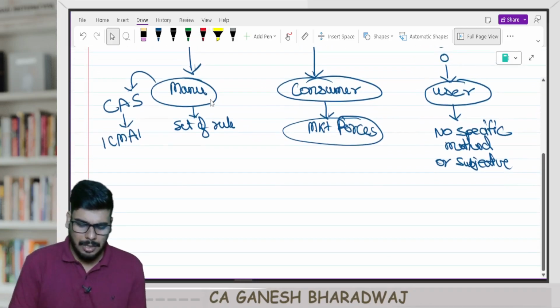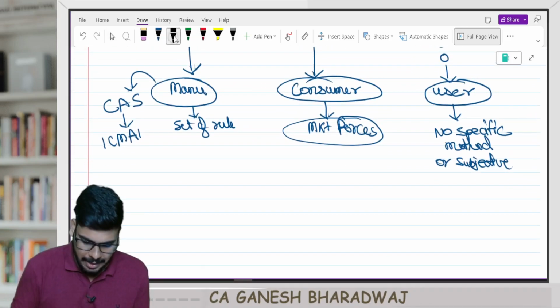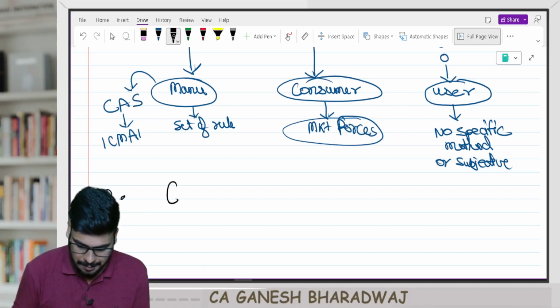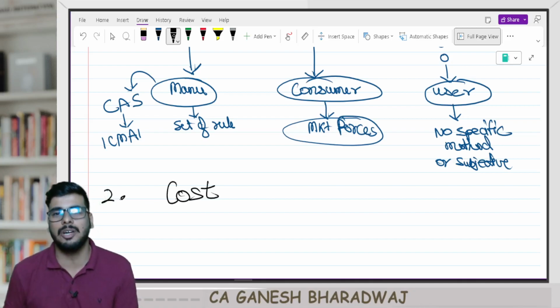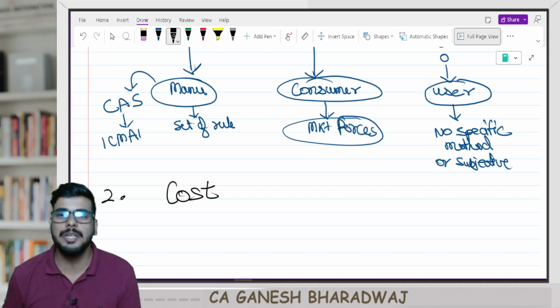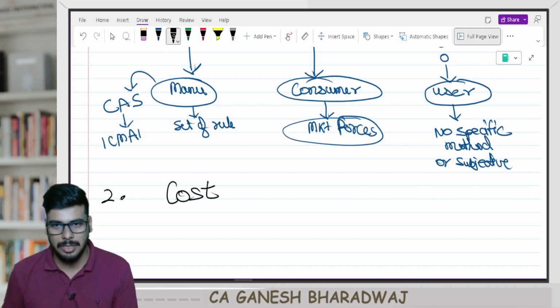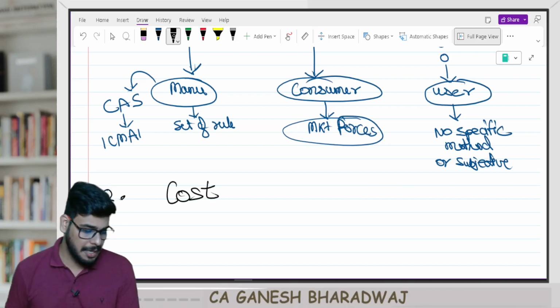Now, what is the next concept? The second concept that we are going to study is cost. Yes. What do you mean by cost? You should know, right? From your understanding, tell me, what do you mean by cost? Come on, quick.